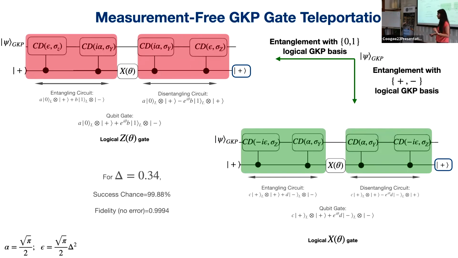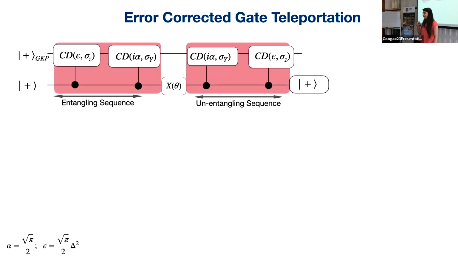And the fidelity comes out to be 0.9994. And I check this for x theta, z theta, y theta, all of it. All right. So now I said that this gate teleportation circuit is sort of an error-corrected gate teleportation.